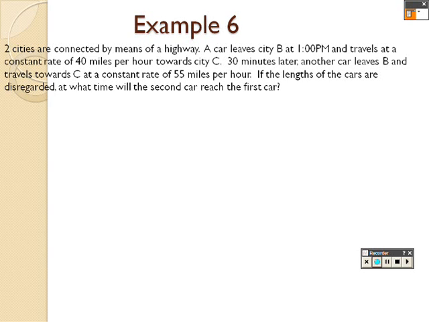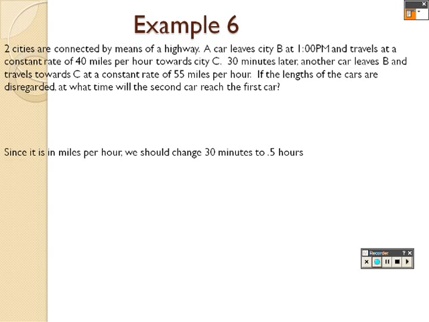If two cities are connected by means of a highway, a car leaves City B at 1 p.m. and travels at a constant rate of 40 miles per hour towards City C. 30 minutes later, another car leaves B and travels towards City C at a constant rate of 55 miles per hour. If the lengths of the cars are disregarded, at what time will the second car reach the first car?